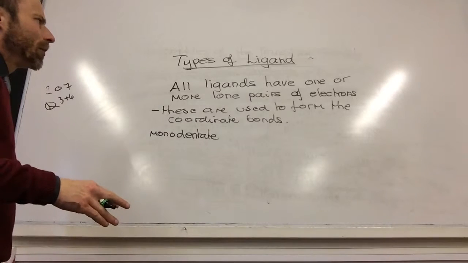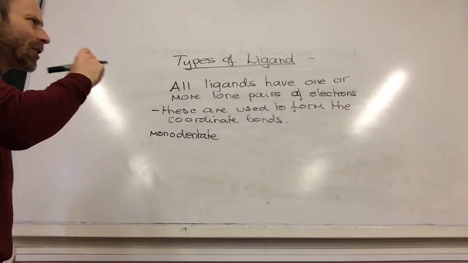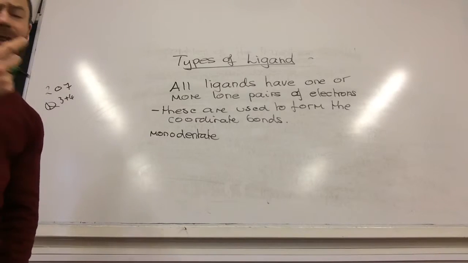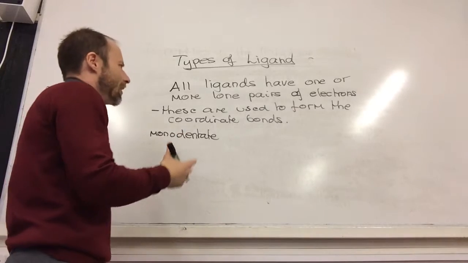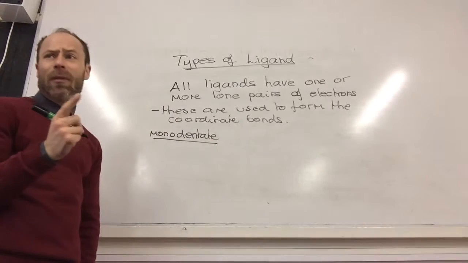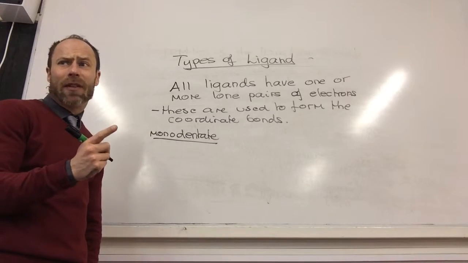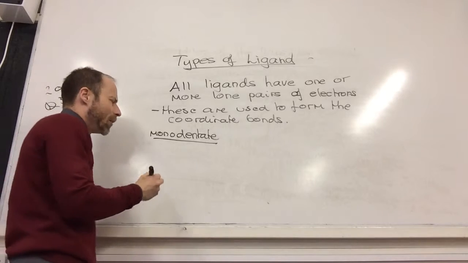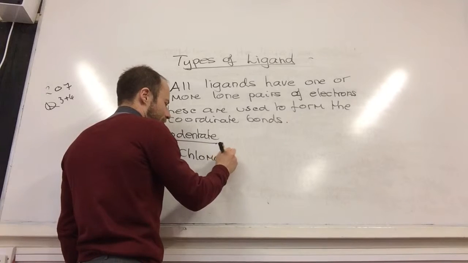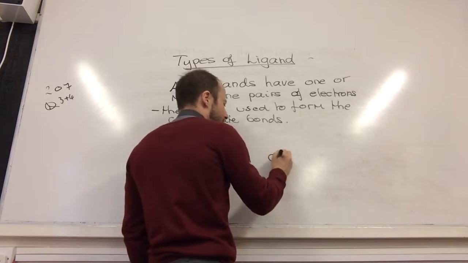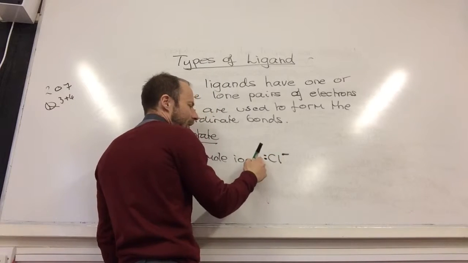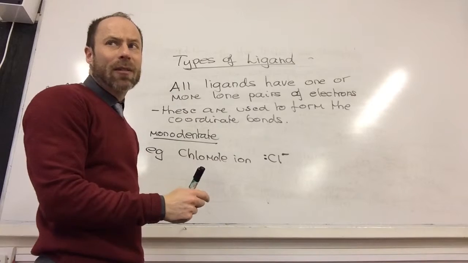So we're going to go through the different types of ligands. The ligands are classified by the number of lone pairs they have, so the number of dative covalent bonds that they can do. They've all got to have lone pairs on them. Monodentate ligands have 1 lone pair on them that they can use to form a dative covalent bond or coordinate bond. For example, a simple one would be the chloride ion, Cl minus. It has a lone pair that it could form a dative covalent bond with.